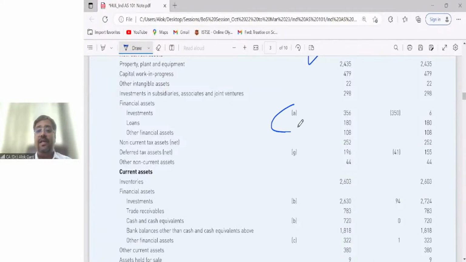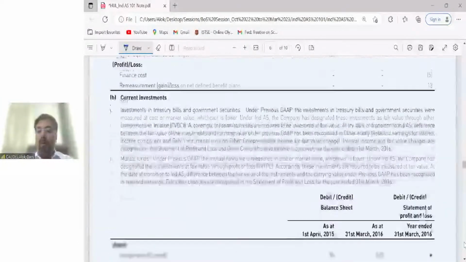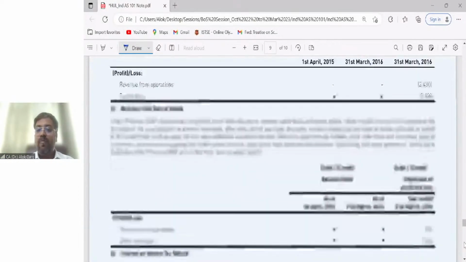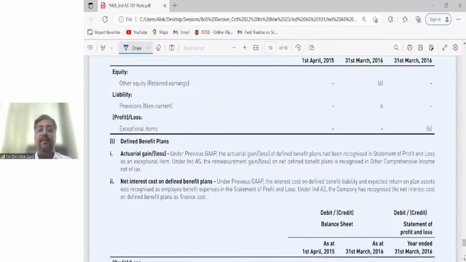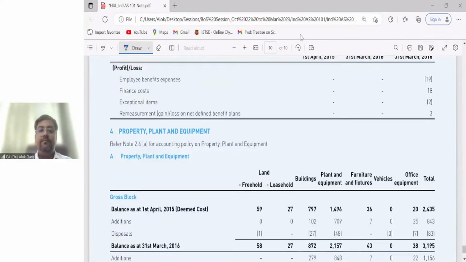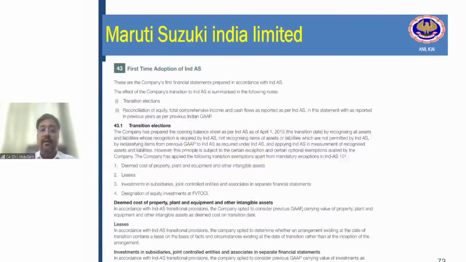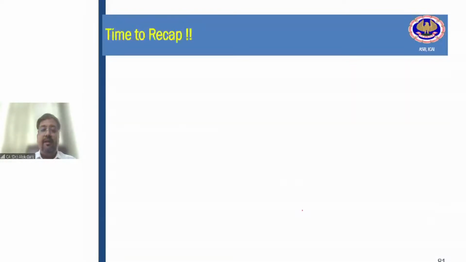Wherever there was a change, they have explained the changes also, right? So they have explained the entire transition. Reconciliations are required to be disclosed on the date of transition and on the comparative date for the balance sheet, for the P&L, and for the cash flows as well, right? These are the Maruti Suzuki India Limited disclosures. This is what I have given.